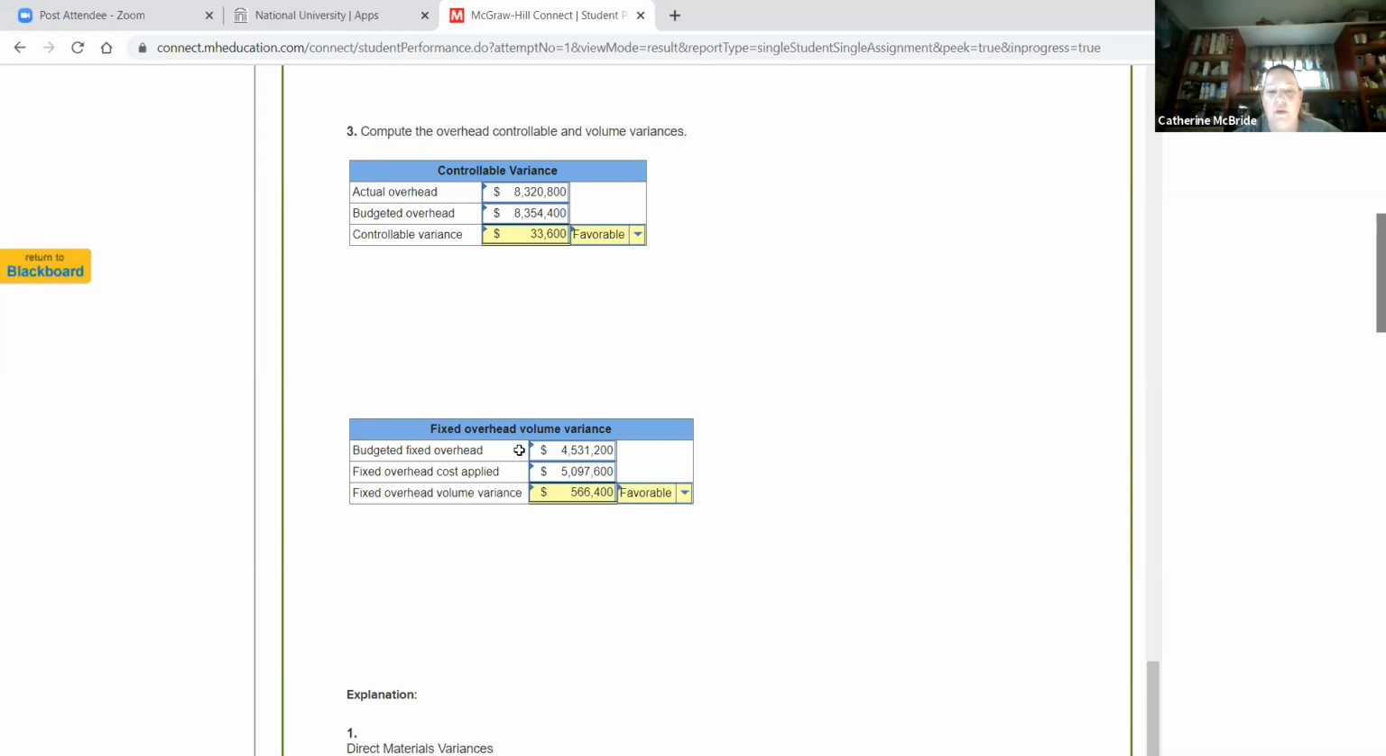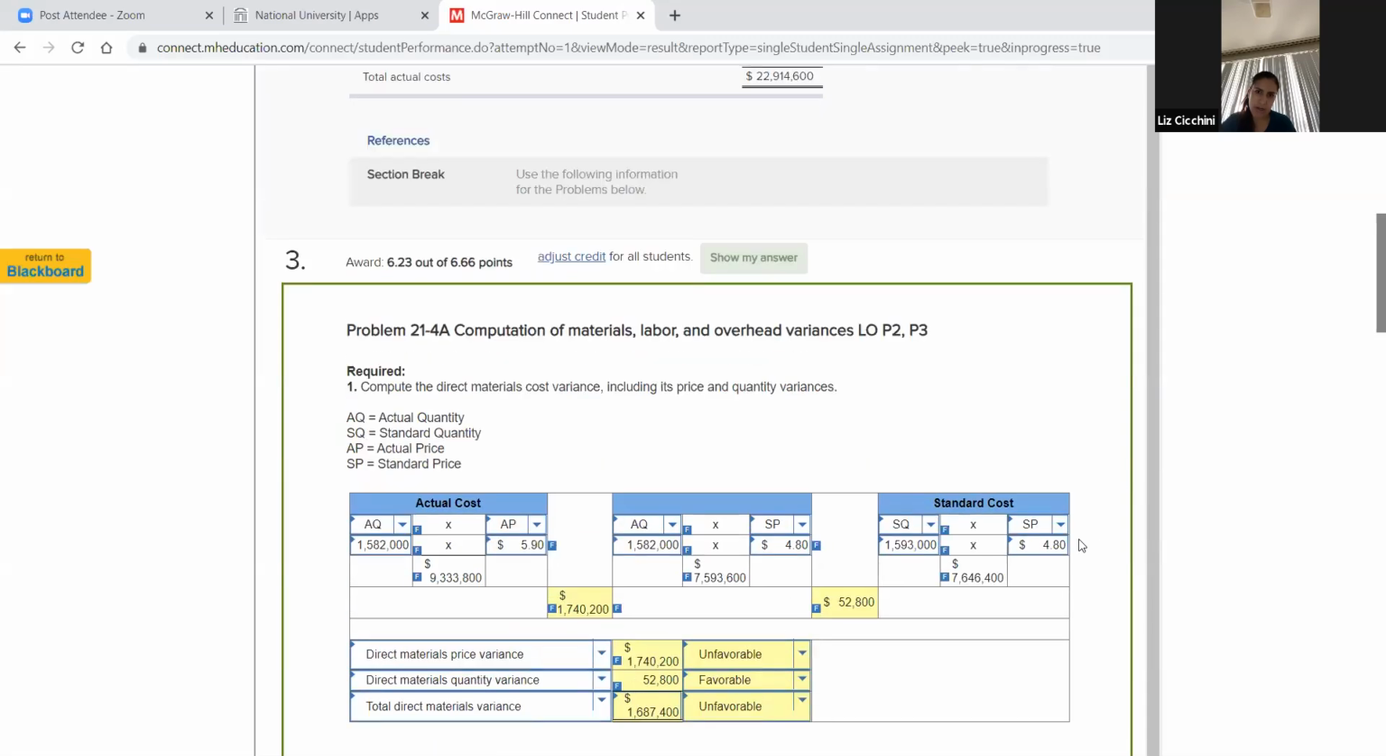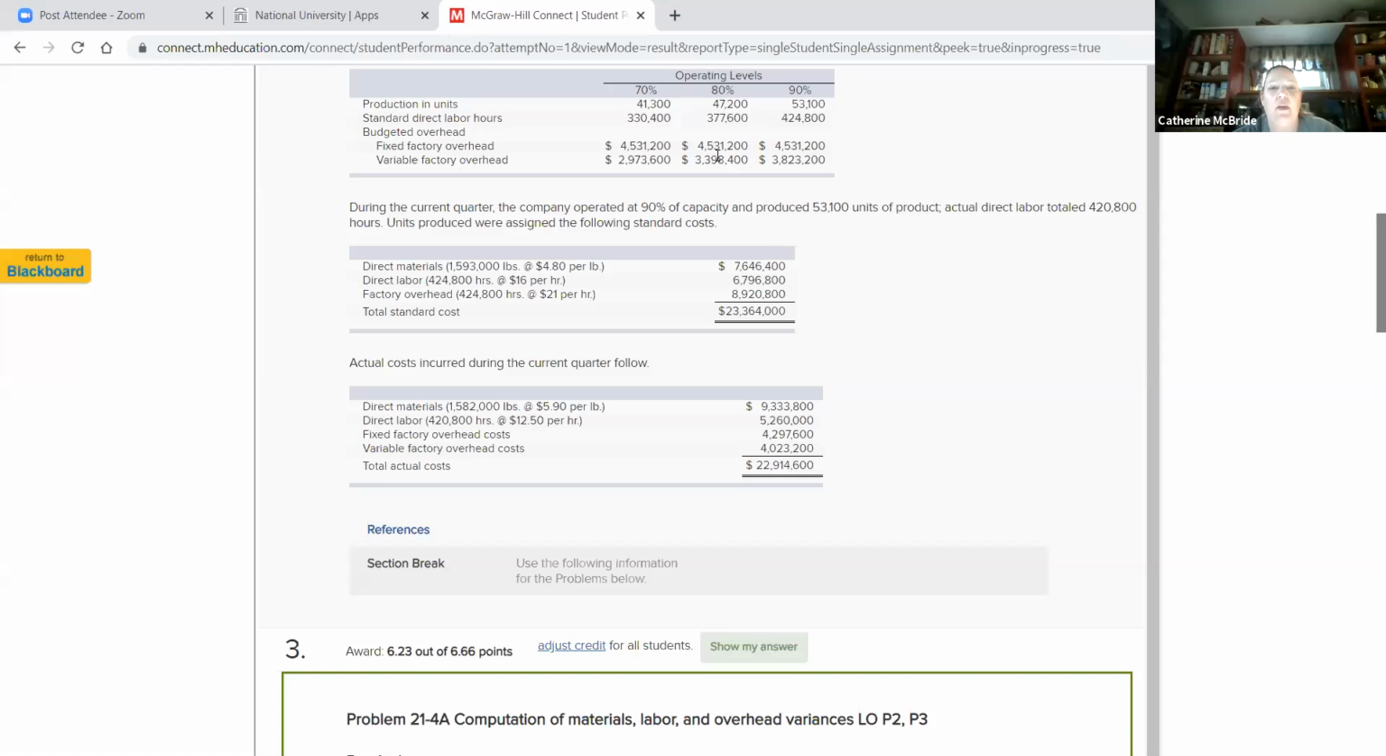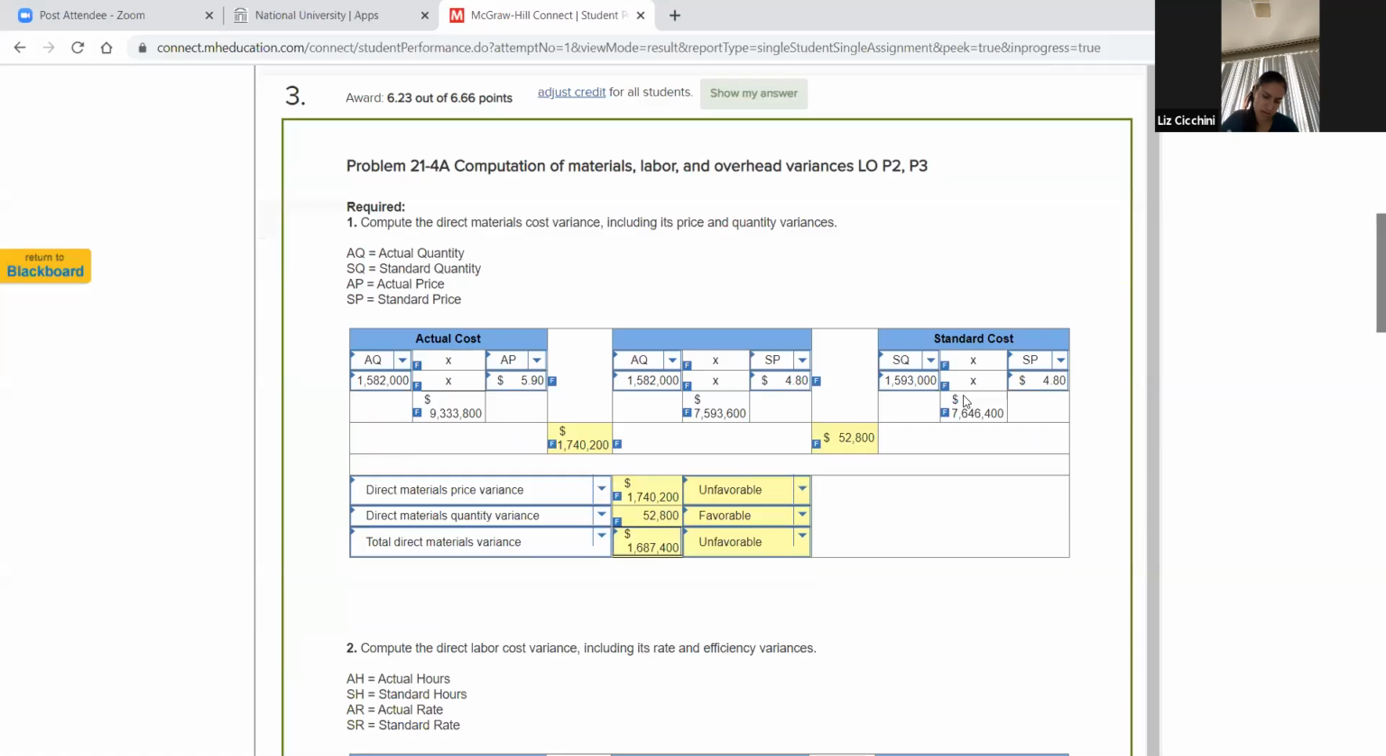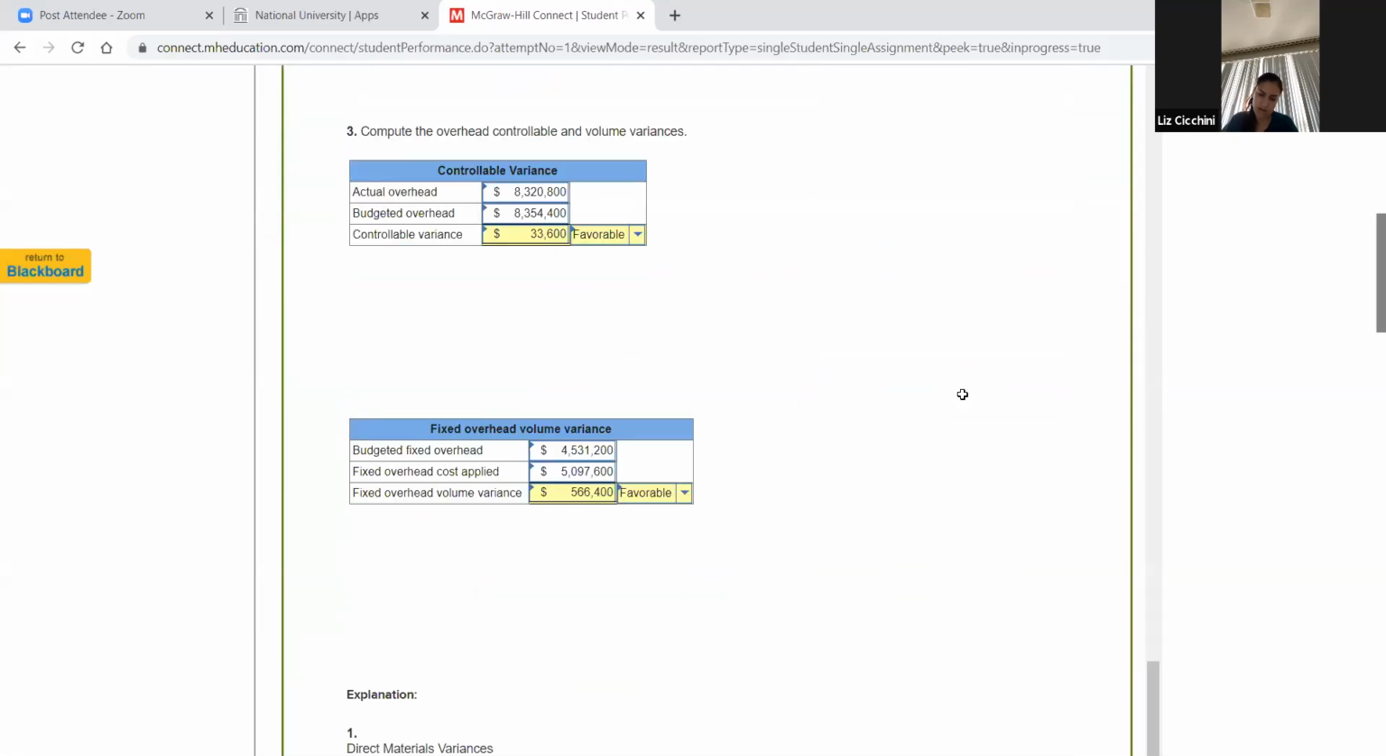So the budget is the 4,531,000. The fixed overhead is your actual. And for the budget, we just do the 531,200 divided by 12, right? At 80%, yeah, the 80%. So this one. Okay. Yes. Right.